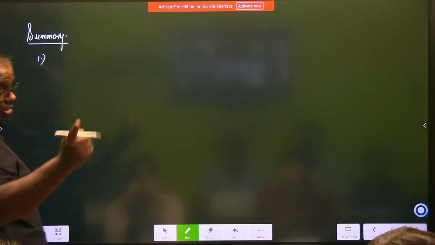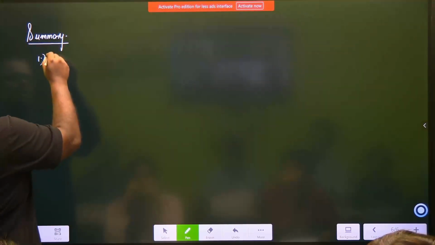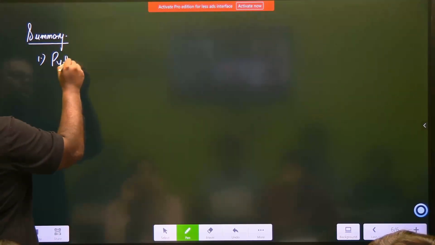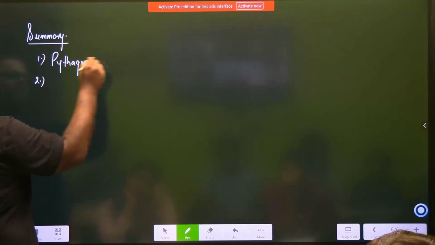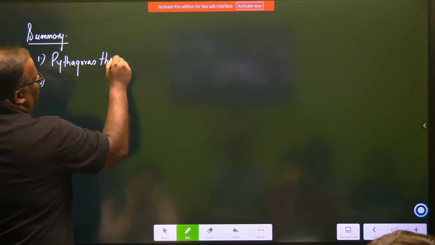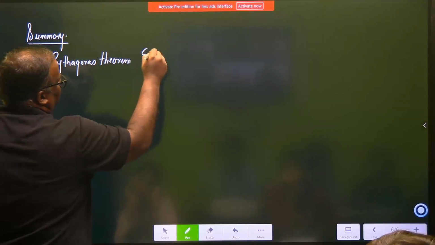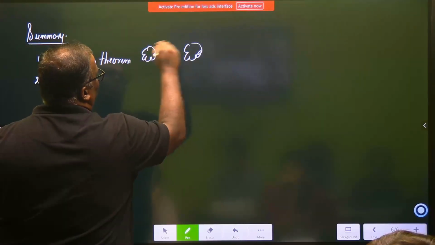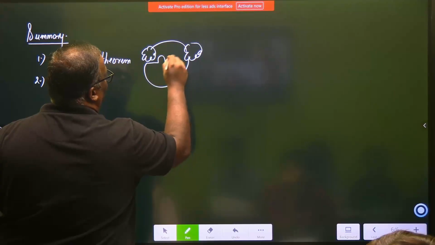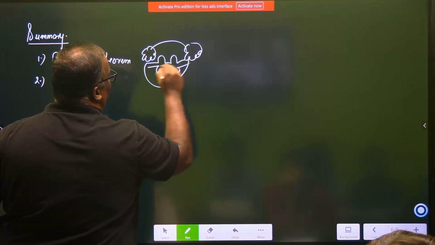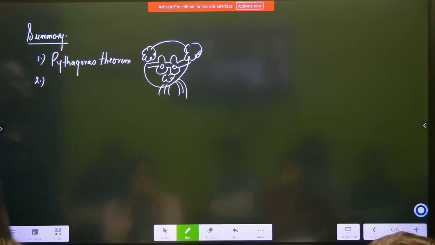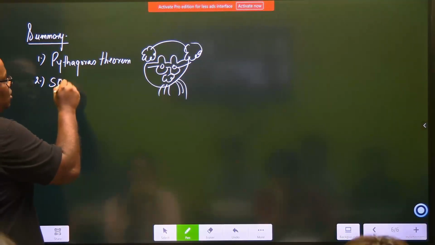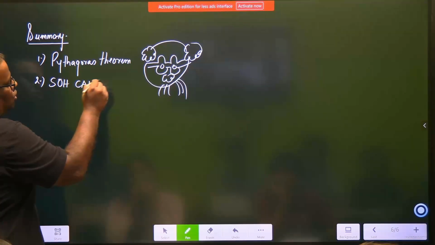At this level, the type of knowledge you should have is that you should be able to identify and correlate anything with the Pythagoras theorem. Okay, Pythagoras, the great Dadaji. Dadaji should also be drawn. Okay, this is Lord Pythagoras. You should also know what is SOHCAHTOA.